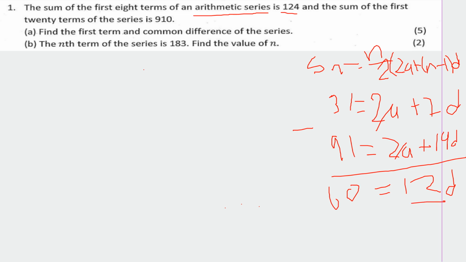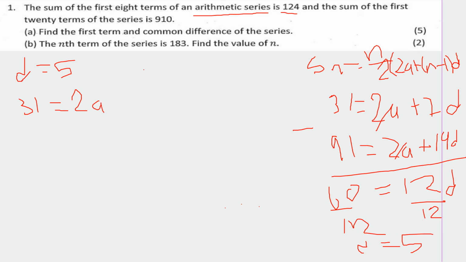Then we divide both sides by 12. The value of d will be equal to how much? It's going to be 60 divided by 12, which is 5. So the value of d, the difference, is 5. And then now we have to find the value of a. When we find the value of a, we just substitute the value of d in any of the equations. So let's just use the first equation: 31 equals 2a plus 7, and now we know the value of d, which is how much?